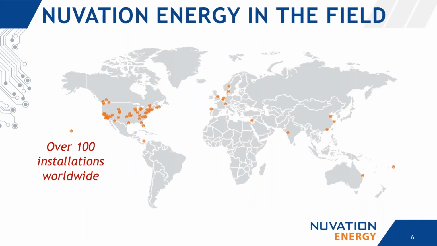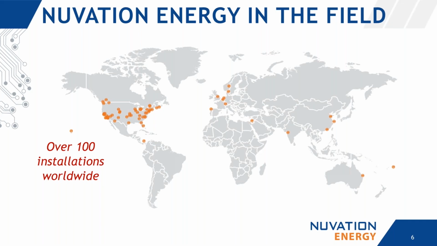So here we've got a map of our various installation sites across the world. We are now well past 100 installations, which is very exciting. You can see the greatest number of installations are within the United States and Canada, as that's where we're physically located. However, we do have systems all over the world and continue to expand our reach.